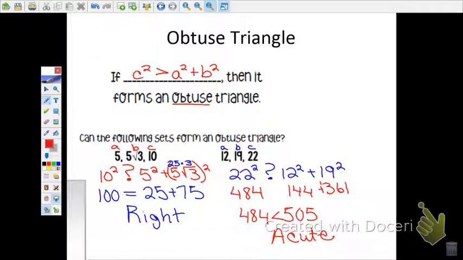So still using that idea of Pythagorean theorem, we want that c squared to always be on the left side, so that when we see a less than symbol, it tells us acute. A greater than symbol is telling us obtuse.